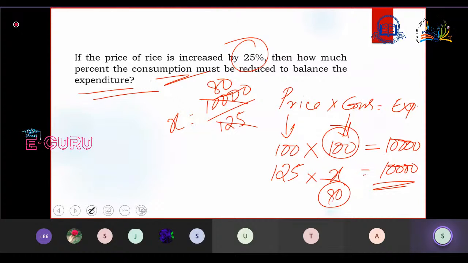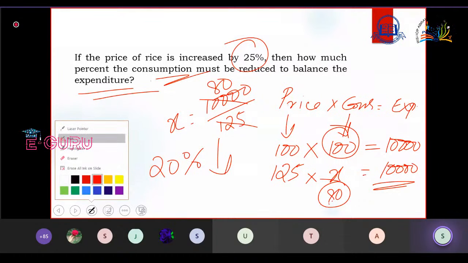So for 100, if 20 is getting reduced, that means we reduced the consumption by 20%, right? So what we can say is, for balancing the expenditure, we need to reduce the consumption by 20%. So this is the detailed method, but instead of that, the same technique which we discussed initially, we can apply here.